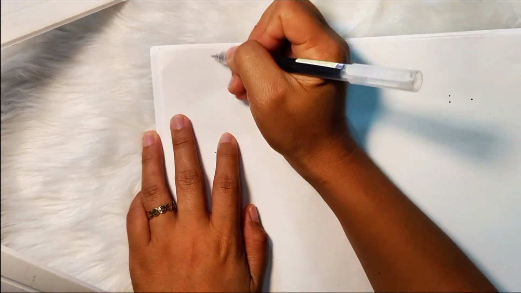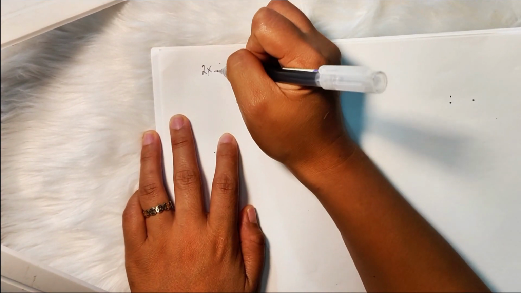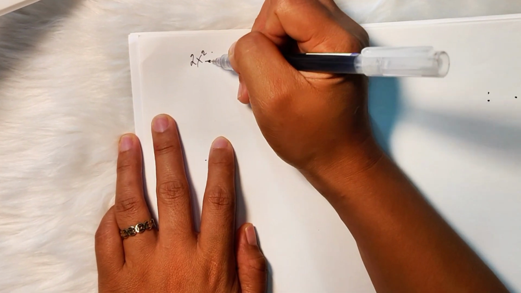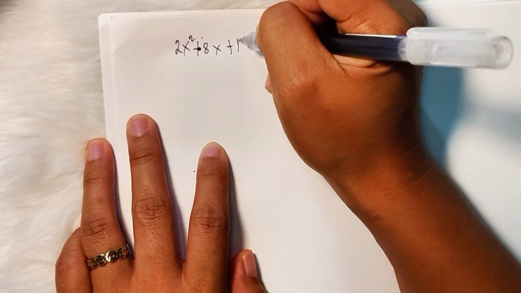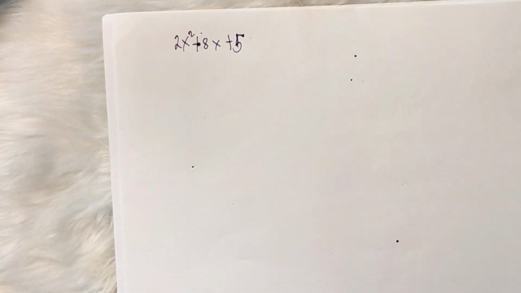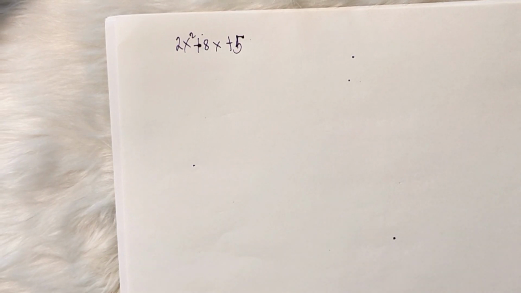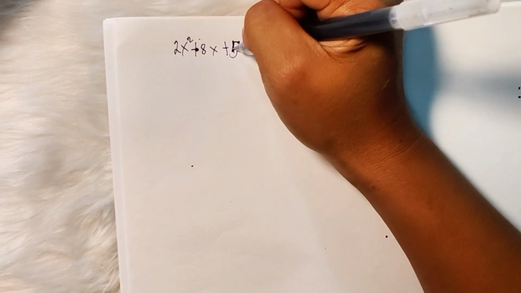Let's go! Number 2. What is our example number 2? We have 2x squared plus 8x plus 5, sorry, 5. So this is our second example.